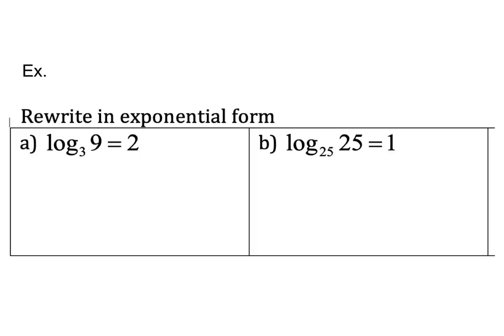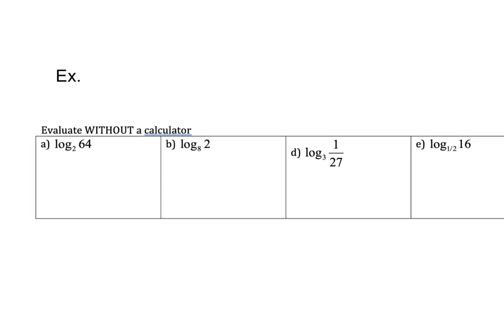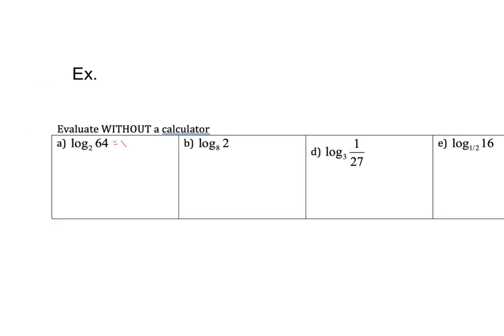All right, now let's rewrite each logarithm in exponential form. This is where that little circular motion helps. 3 to the second equals 9. 25 to the first equals 25. They're just inverses of each other, so it's just different ways of writing those inverses. It says evaluate without a calculator. Okay, we can do that if we can rewrite these things. We can just set something equal to x and rewrite it in its exponential form to help us.